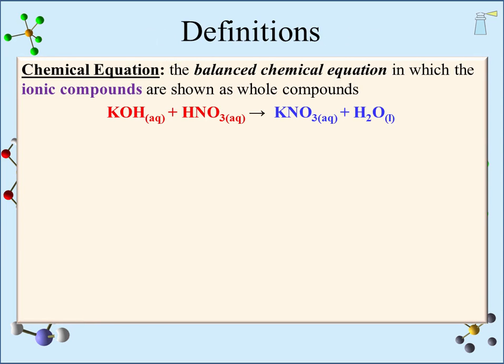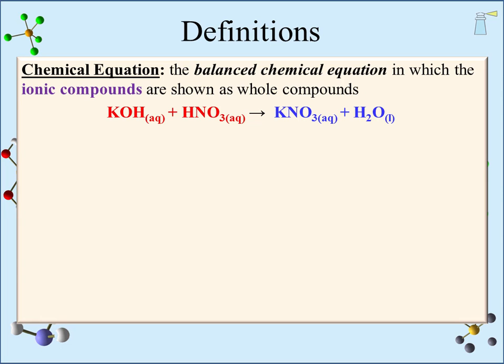Definitions. First up is the chemical equation, and this definition is in the context of net ionic equations. Such chemical equations may be given with balanced coefficients or have balancing as a step prior to the process of getting net ionic equations. At this point, all ionic compounds are shown as neutral compounds.